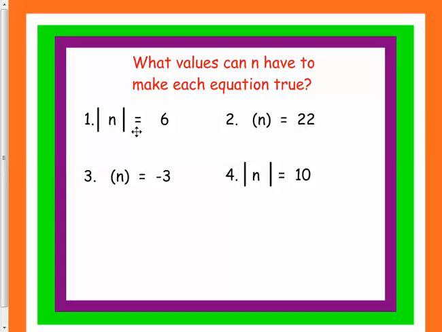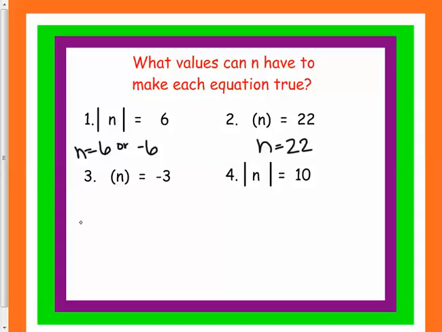So let's look at some of these. What values can n have to make the equation true? If I put a +6 in absolute value or a -6 in absolute value, it equals 6. So n equals 6 or -6. If I just want to know what n equals and these are in parentheses, those are not absolute value signs. So it's just n equals 22.